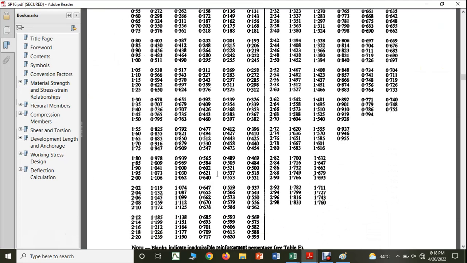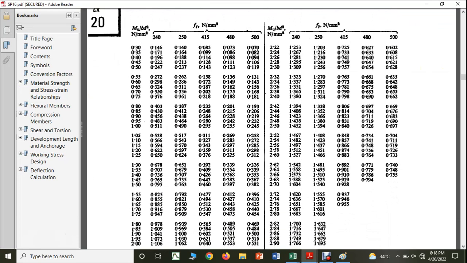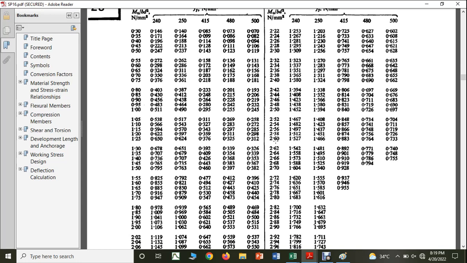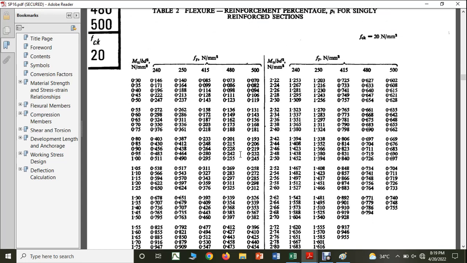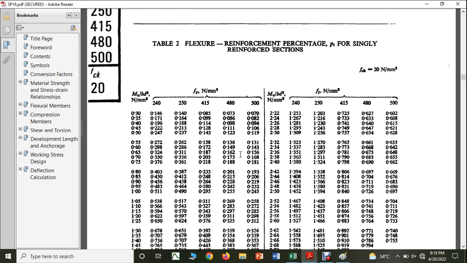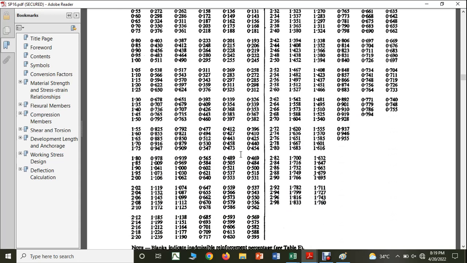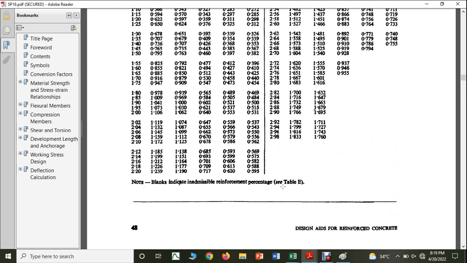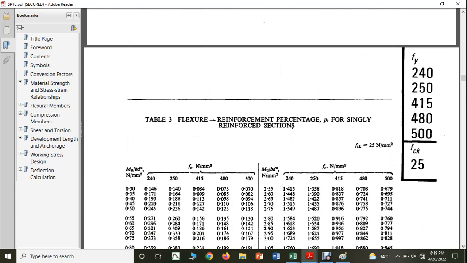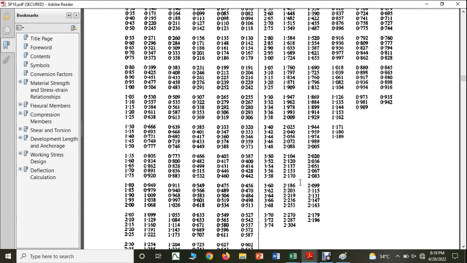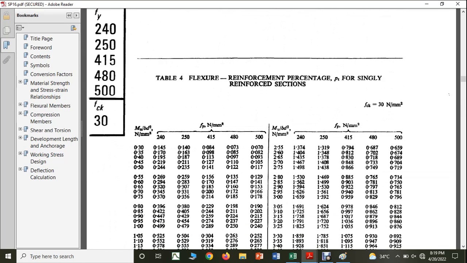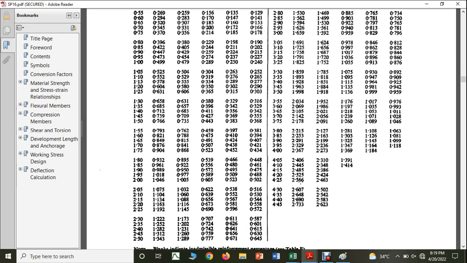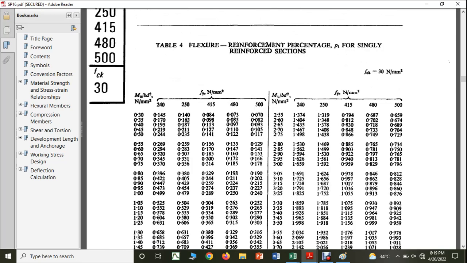You can see where the value is there, that is for the 415. You can see that the value is not available. The reason is you cannot give that much percentage of steel, because for M20 grade of concrete it is not available, because the value of shear is very high. So therefore you cannot go, right?